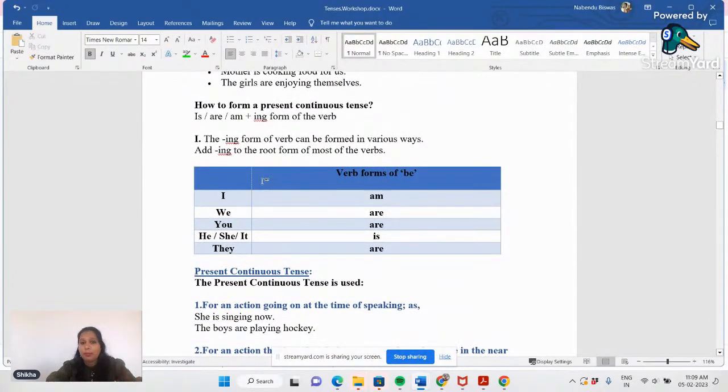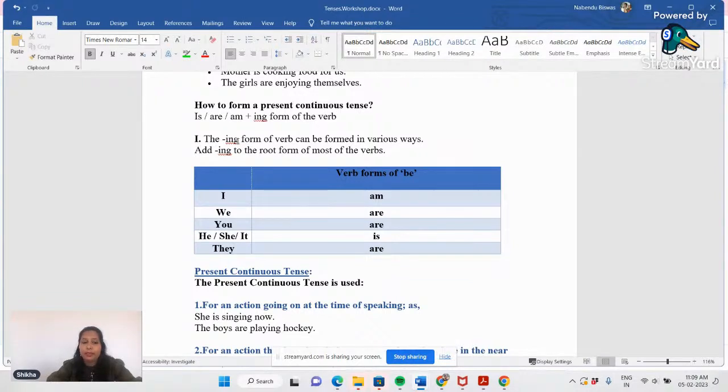The structure would be subject plus is, are, am, according to the form of the subject you are using, plus the ing form of the verb. Okay, so the moment you use is, are, am, people will understand, yes, you are talking about the present moment. But when you are using only the ing form of the verb, some people think that people will understand that the activity is happening right now. No. When we add ing to the verb, it doesn't remain a verb at all, it becomes a gerund. So we have to add a helping verb to make people understand when the activity is happening.